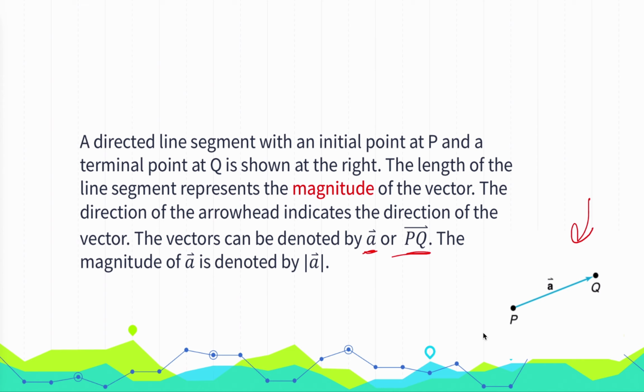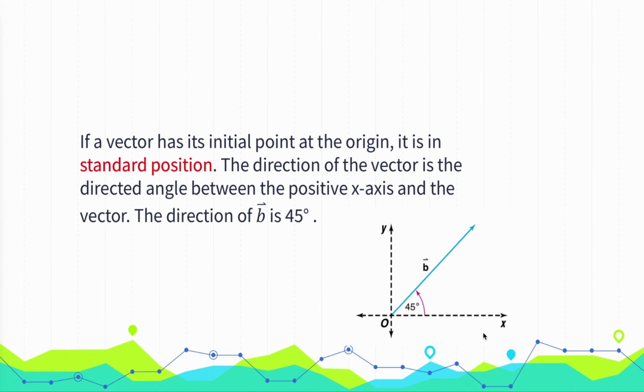The magnitude of a vector we write by putting the vector inside these little absolute value bars. They're not really absolute value bars, but they look like absolute value bars. If a vector has its initial point at the origin, it is in standard position. The direction of the vector is the directed angle between the positive x-axis and the vector. So the direction of this vector is 45 degrees because this angle is 45 degrees.